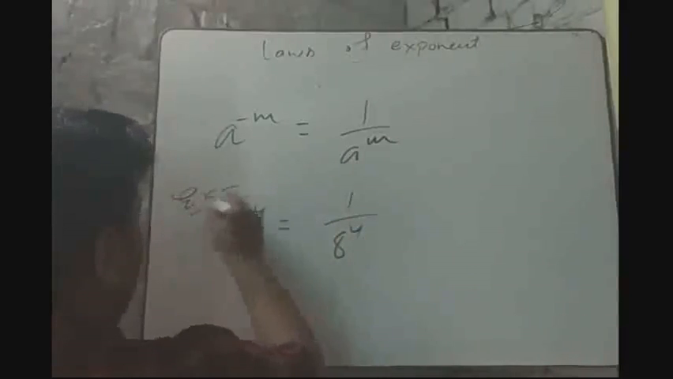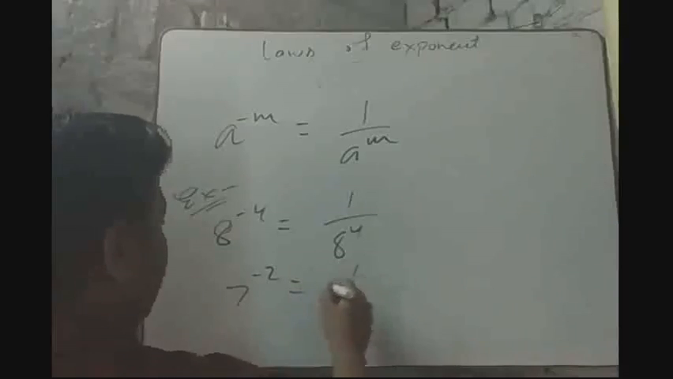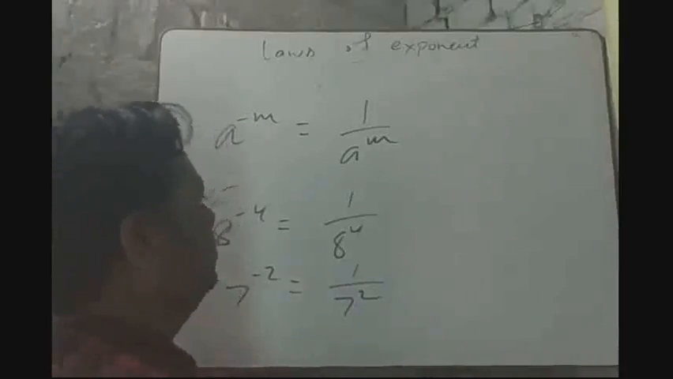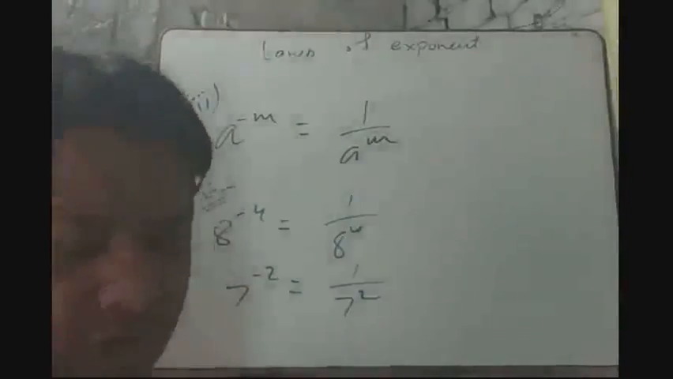For example, if 7 to the power minus 2, then we will write 1 by 7 to the power 2. So this is the eighth property. Okay. So now the last property I am going to explain.